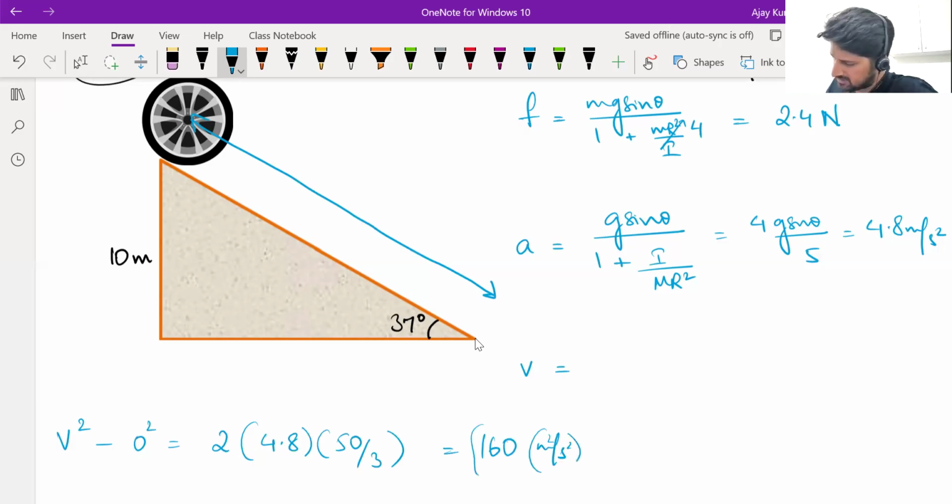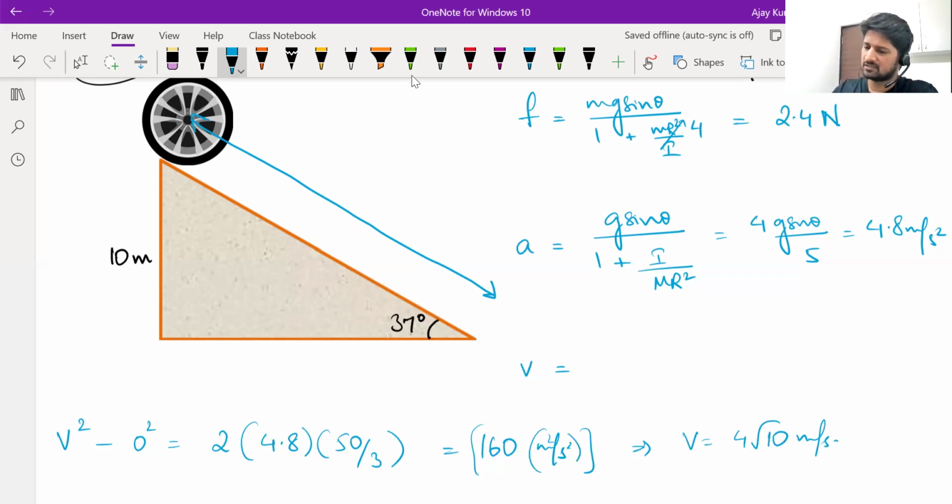Meter square per second square will be, then V becomes root 160, that is 4 root 10 meters per second. Okay. But one of you tell me, to use this approach, you will have to first derive acceleration. Sometimes you may not have that much time in the exam. Or you may forget the formula.